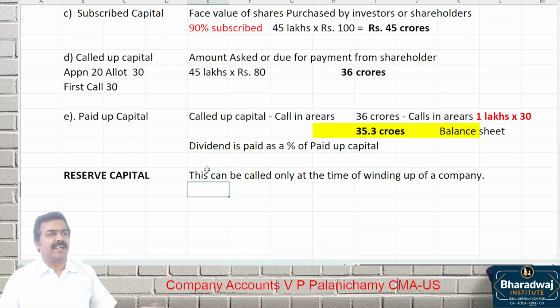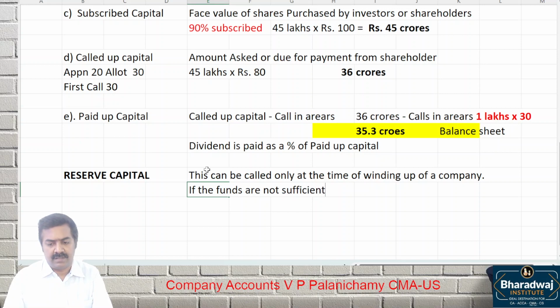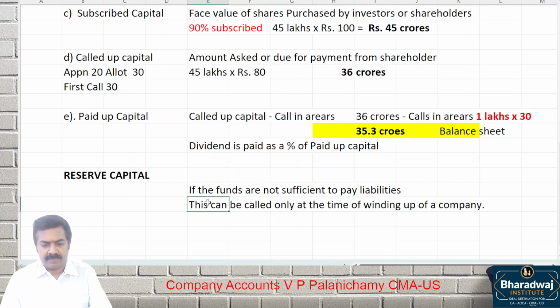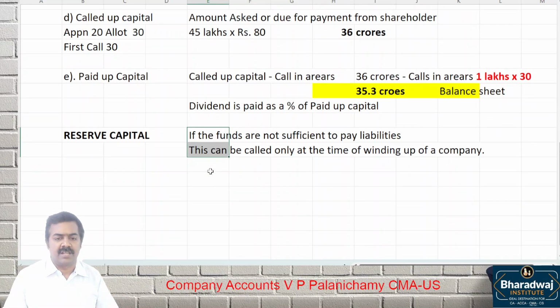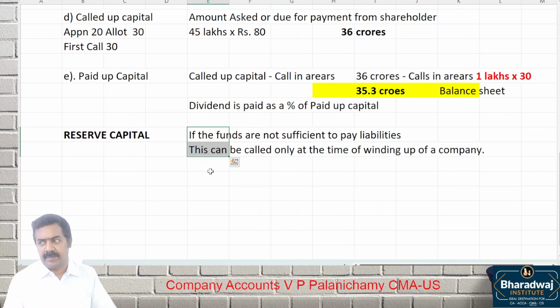Why should you call this capital when the company is closed? Simple. When the funds are not sufficient to pay the liabilities. If the funds are not sufficient to pay which one? Liabilities. This will be called at the time of winding up of the company. So when the company is closing, if you are not able to settle the creditors, lenders, then you call which capital? Reserve capital, collect the money and settle them. That is called as which capital? Reserve capital. Take it.